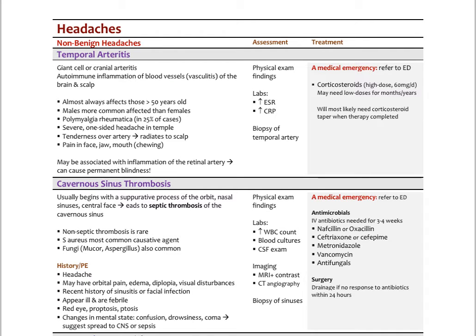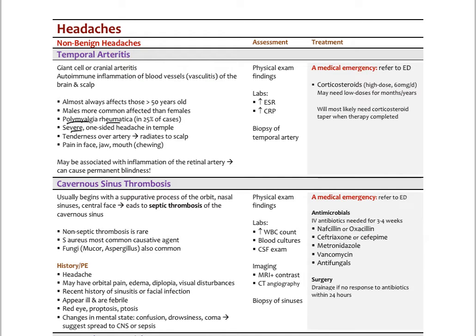So I mentioned briefly temporal arteritis. We also call this giant cell or cranial arteritis. This is an autoimmune inflammation of the blood vessels. That's called a vasculitis in the brain and the scalp. Usually almost always affects those over 50, more common in males than females. And patients might also have what's called polymyalgia rheumatica, which is an autoimmune condition, and that causes very severe muscle aching and pain throughout the body.